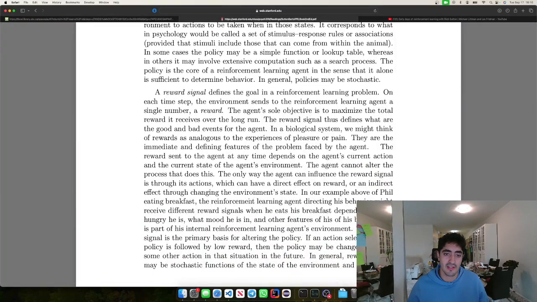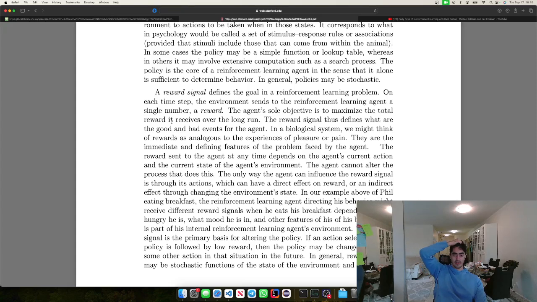The reward signal defines the goal in a reinforcement learning problem. On each time step, the environment sends to the reinforcement learning agent a single number, a reward. The agent's sole objective is to maximize the total reward it receives over the long run. The reward signal thus defines what are the good and bad events for the agent. In a biological system, we might think of rewards as analogous to the experiences of pleasure or pain. They are the immediate and defining features of the problem faced by the agent.